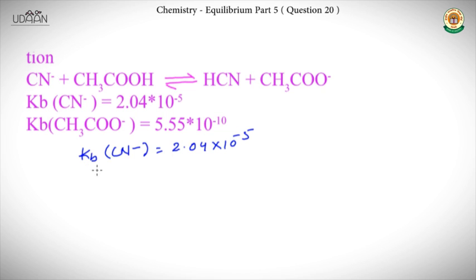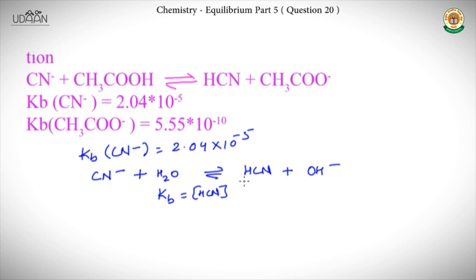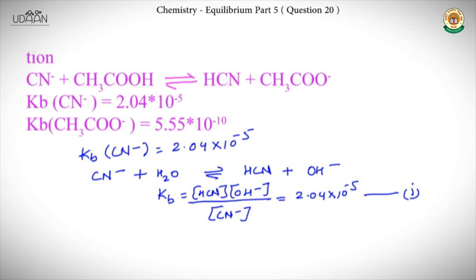Kb, that is the dissociation constant of a base. So I will write the reaction in which CN minus acts as a base. It will release OH minus ions and form HCN. So Kb can be written as concentration of HCN into concentration of OH minus upon concentration of CN minus, which is 2.04 into 10 raised to the power minus 5. Let's name this equation as 1.